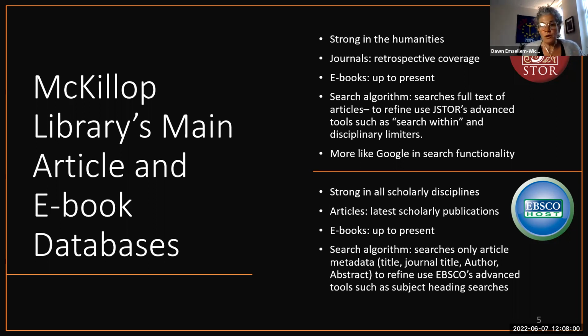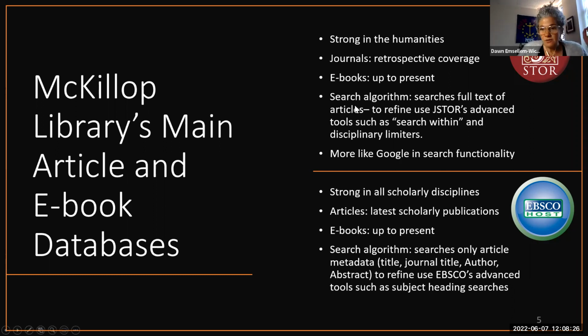Ebsco is very strong in all disciplines and is totally up to current. Our JSTOR ebooks is an exception to that retrospective coverage rule. We have ebooks and ebook chapters up to 2022, and now in a few months they'll be releasing 2023 titles. So JSTOR can be good if you're looking for book chapters up to current.